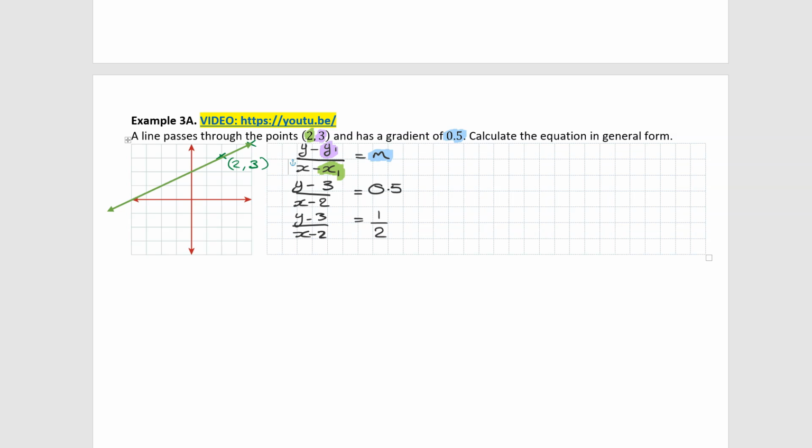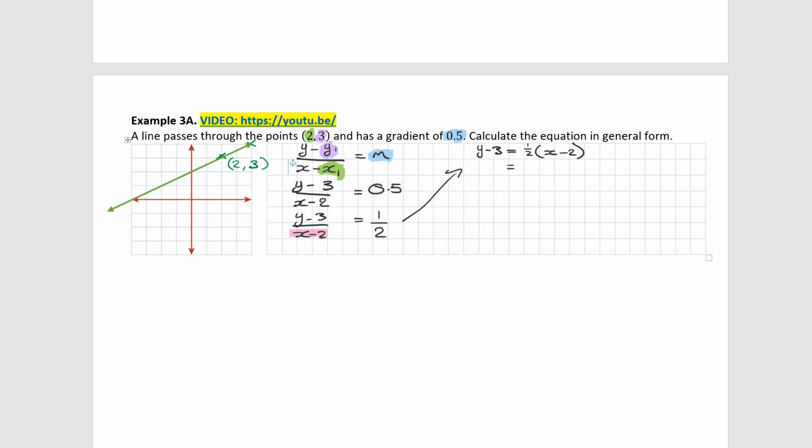Now the first step is I want to get rid of the x take 2 on the bottom, because remember, in general form we're going for something of the likes of ax plus by equals c. We want to arrange it in this form. So I can't have x in the denominator of a fraction. I'll move it up here, and we're going to multiply both sides by x take 2. That's going to become, on the left hand side, y take 3 equals a half, x take 2.